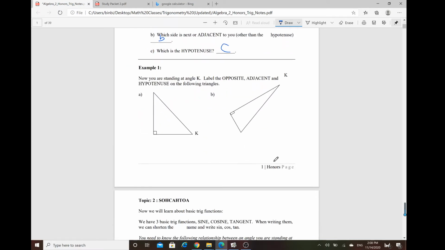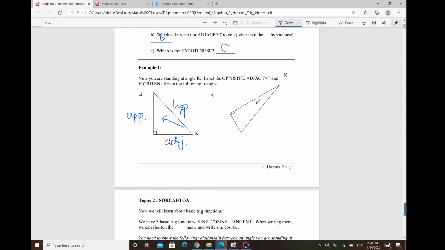Okay, so now let's take a look at an example. Now you're standing at angle K. Label opposite, adjacent, and hypotenuse. Opposite is facing across from angle K. Adjacent means it's right next to the base angle, so that would be this one here. And then hypotenuse. As you can see, I just used the abbreviation letters: hypotenuse, opposite, adjacent.